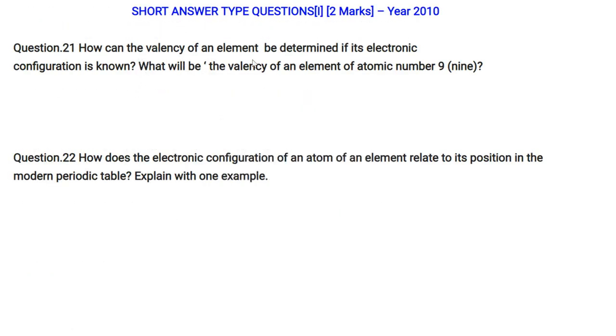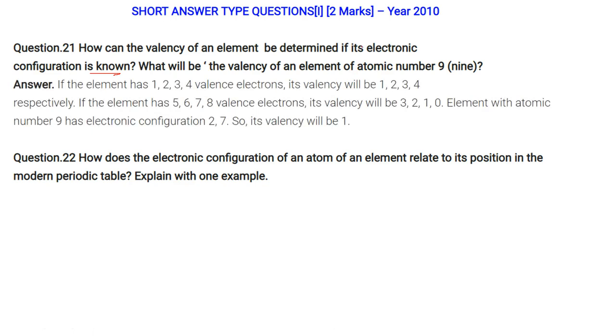How can the valency of an element be determined if the electronic configuration is known? What will be the valency of the element of atomic number 9? See, if the element has valence electrons 1, 2, 3, 4, then their valency will be the same, 1, 2, 3, 4. But beyond 4, like 5, 6, 7, 8, we have to subtract that from 8. So 8 minus 5 is 3, 8 minus 6 is 2, 8 minus 7 is 1, and 8 minus 8 is 0. So the valency is 3, 2, 1, 0.